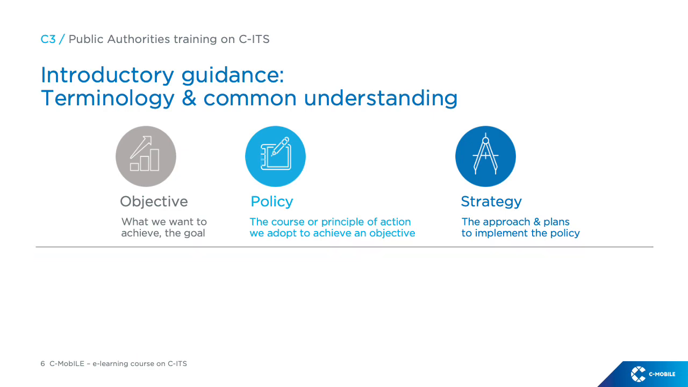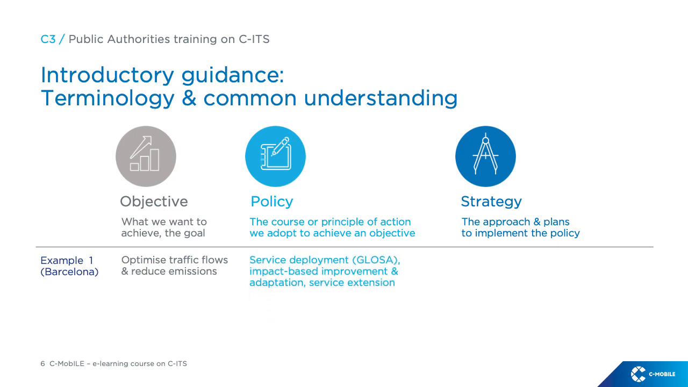Let's see two examples of how mobility objectives can be translated into policy options and implementation plans, with a specific focus on how C-ITS can be part of the solution. In the first example, from the city of Barcelona, the objective of the public authority is to reduce traffic congestion and emissions. To achieve this objective, several policy options may be considered, such as traffic restrictions for some types of vehicles, or incentives for some other transport modes, and the deployment of a C-ITS solution, like the Glossa service.